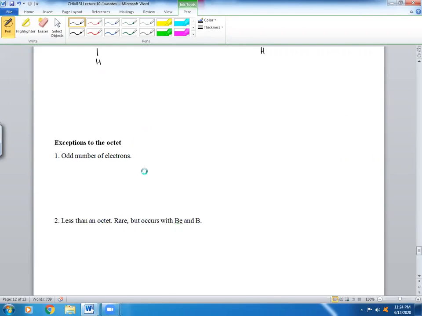So let's begin with the odd number of electrons. And for the odd number of electrons, there's no better example than NO, or nitric oxide, or nitrogen monoxide. Okay. And this is, by the way, a very, very important molecule in your body. It's a signaling molecule. We'll tell you about it.